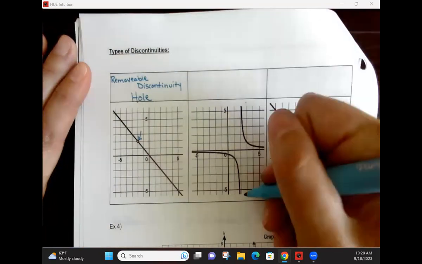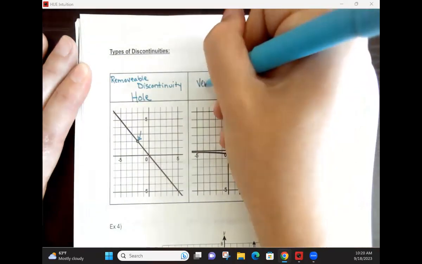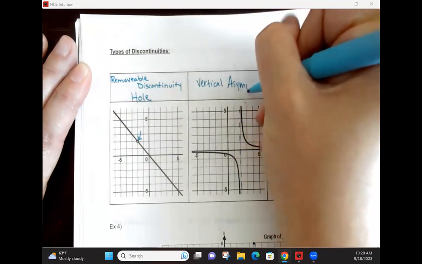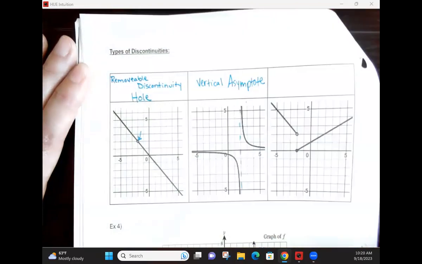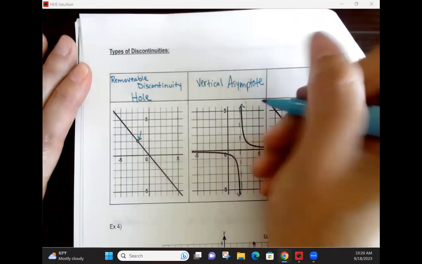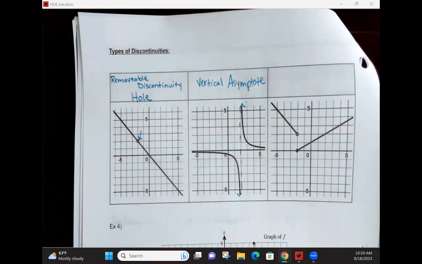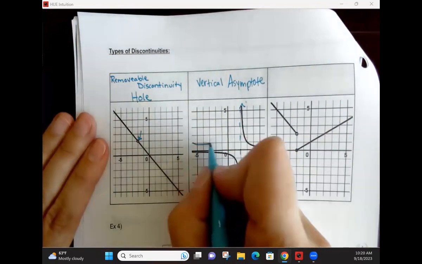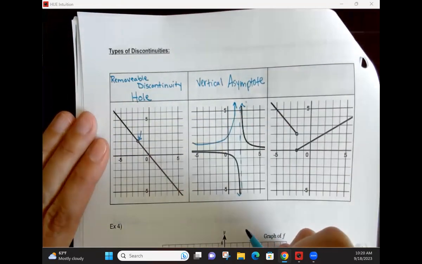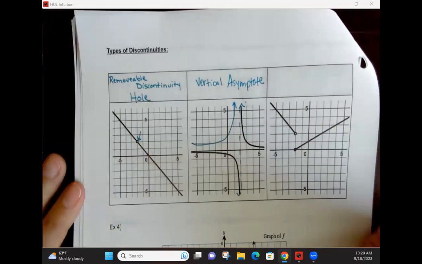This sort of split in our graph is a vertical asymptote. When I have a vertical asymptote, my graph can approach opposite infinities, I should say, of the y. They could go towards the same infinity, but not be continuous. So you could also see something that looked like this, where on both sections of my graph, we're going the same direction, but it's not continuous there. That's also a vertical asymptote.